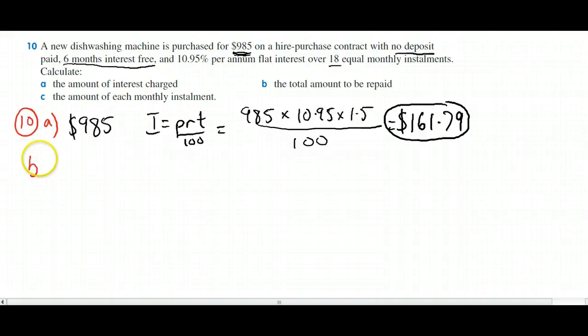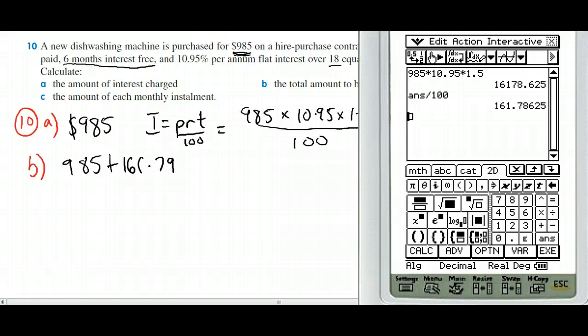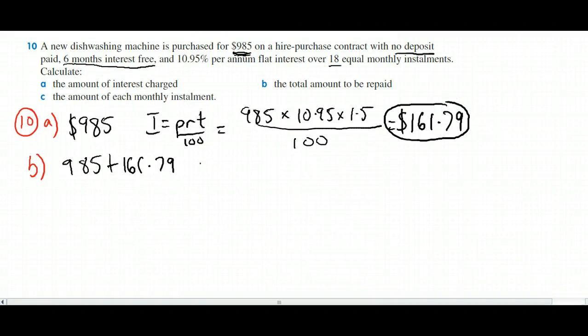If that's the amount of interest that we're going to have to pay back on top of the original cost of the dishwashing machine, then the total amount to be repaid is 985 plus 161.79. So we just need to add 985 to that, and we get 1146.79. $1146.79 is the total amount to be repaid.